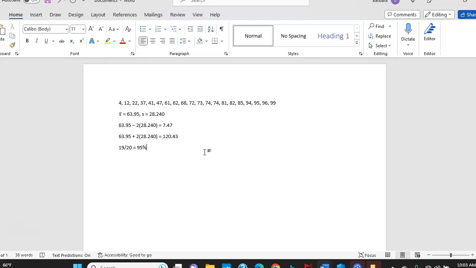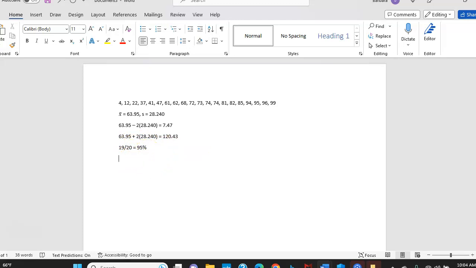Now, Chebyshev's rule said that at least 3/4 or 75% lies within two standard deviations. And certainly 95% is at least 75%. So that first part has proven true. Okay, so the next part of Chebyshev's rule says that 8/9 or 89% lies within three standard deviations. Well, we already see within two standard deviations we have 95%.